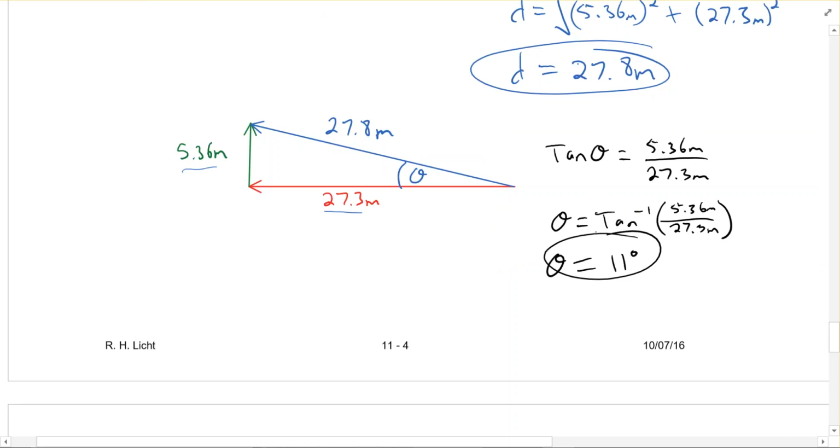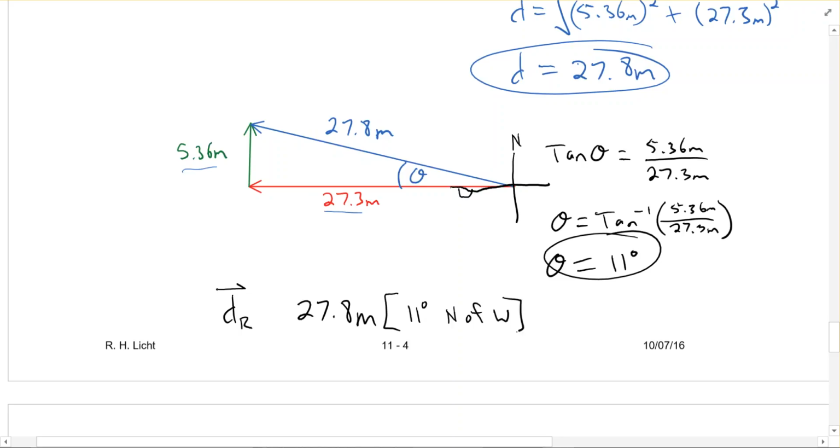All right, finally, we get to write our answer down. We're there. I'll say the displacement of r, the resultant vector, is going to be 27.8 meters, and then it's going to be 11 degrees. Now this whole thing is where people get mad about what to do here. North, and that's west, so this is coming off of the west. So it's going to be north of west.